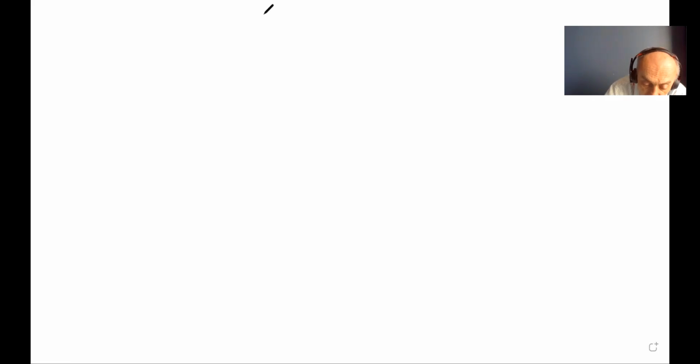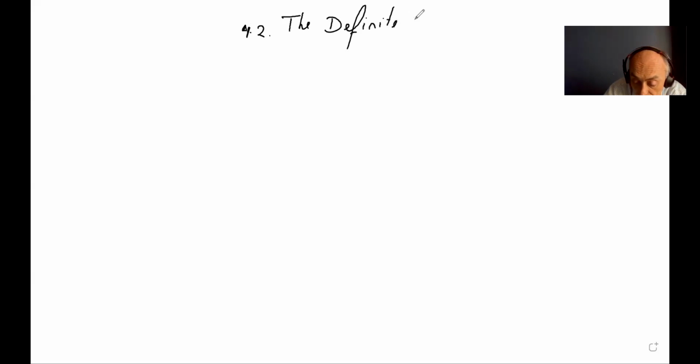So we're still at 4.2, folks. Section 4.2. For whatever reason, this is kind of leaking ink. The definite integral.